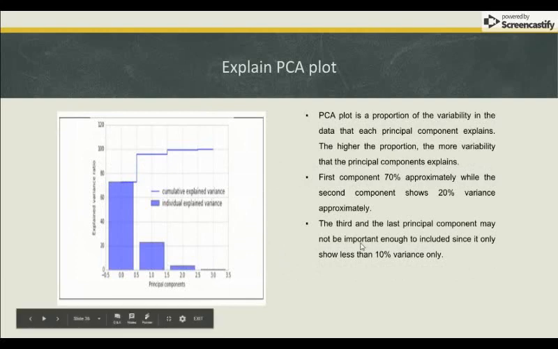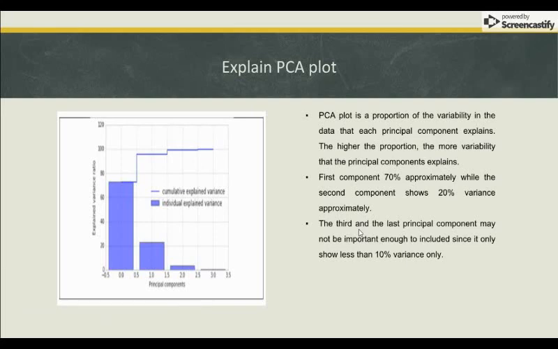Explained variance PCA plot. The PCA plot shows the proportion of the variability in the data that each principal component explains. The higher the proportion, the more variability that the principal component explains.